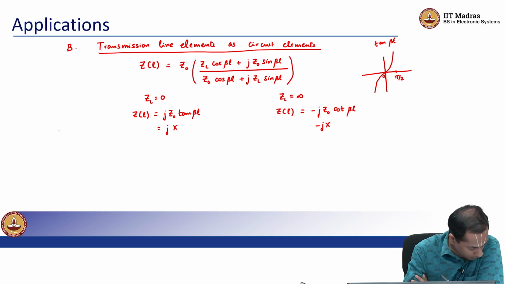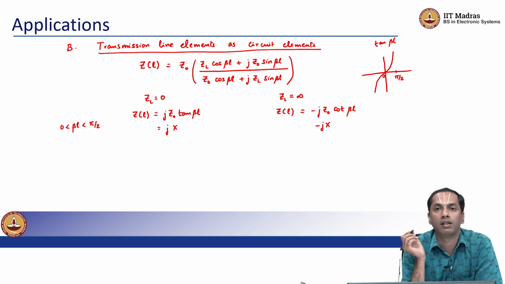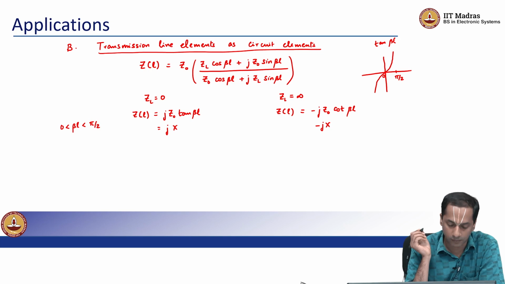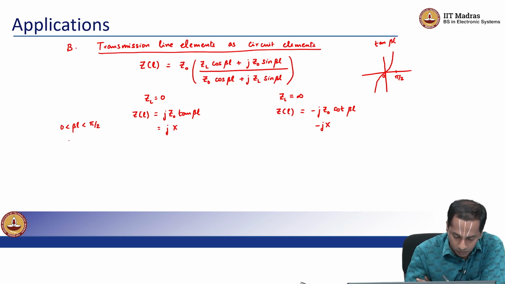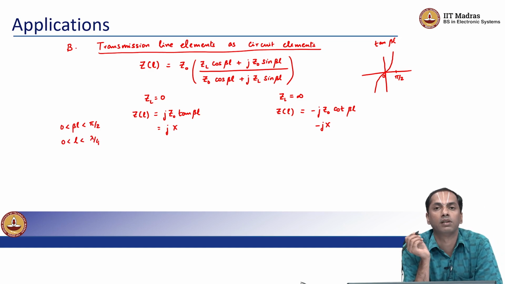So the range of 0 to π/2 is sufficient to realize any inductor or capacitor value. So this corresponds to a length that is between 0 and λ/4.